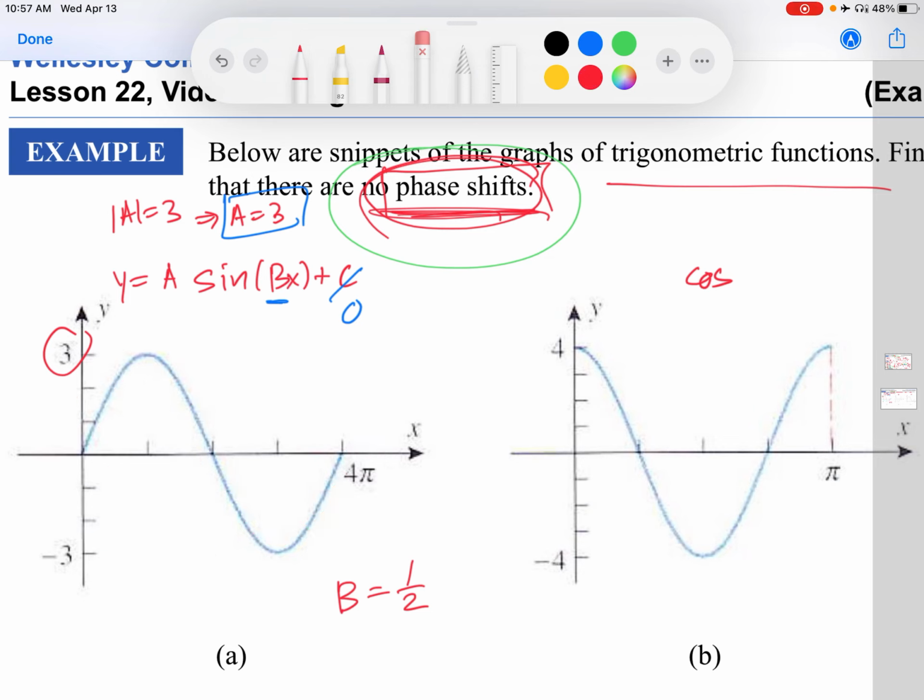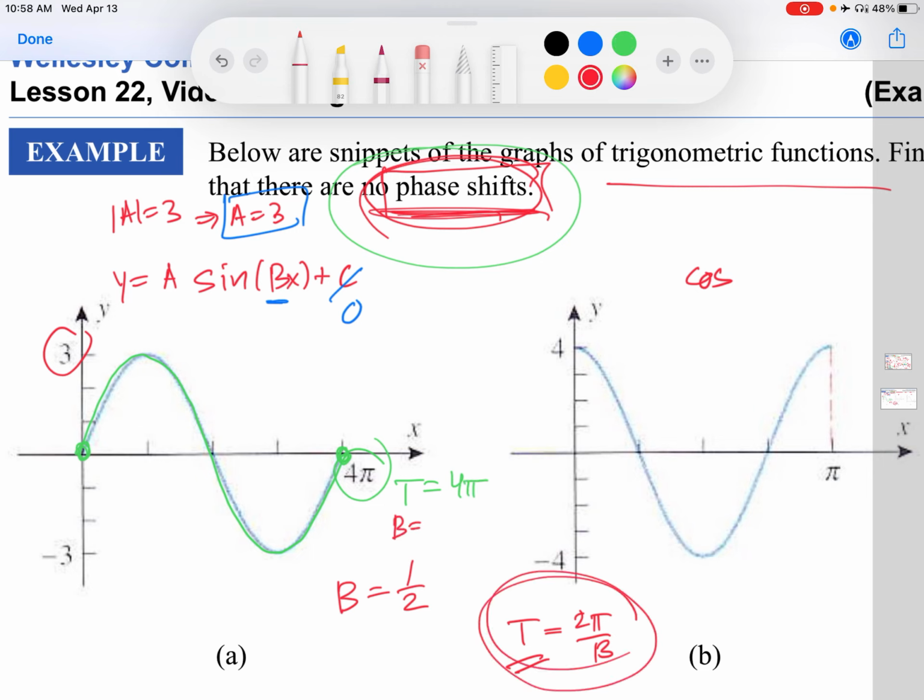Well, another way is to use the cousin of b, if you will, which is the period. Remember that the period T is 2 pi divided by b, and the period measures how long, in terms of the x-axis length, it takes for one full cycle. So if I start here, I have to wait all the way until 4 pi to get a full cycle done. So T is 4 pi for this graph, which would tell me from this formula, if I solve for b, which is 2 pi over T, that I have a b value of 2 pi over 4 pi, which is 1/2, same one we got.